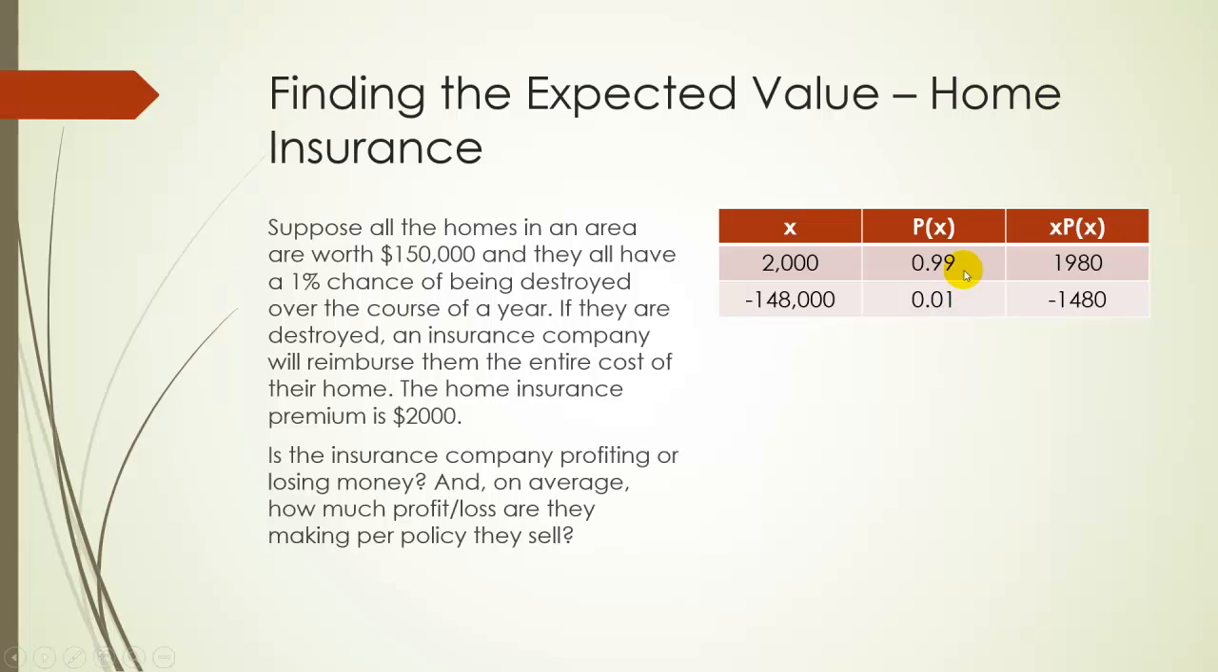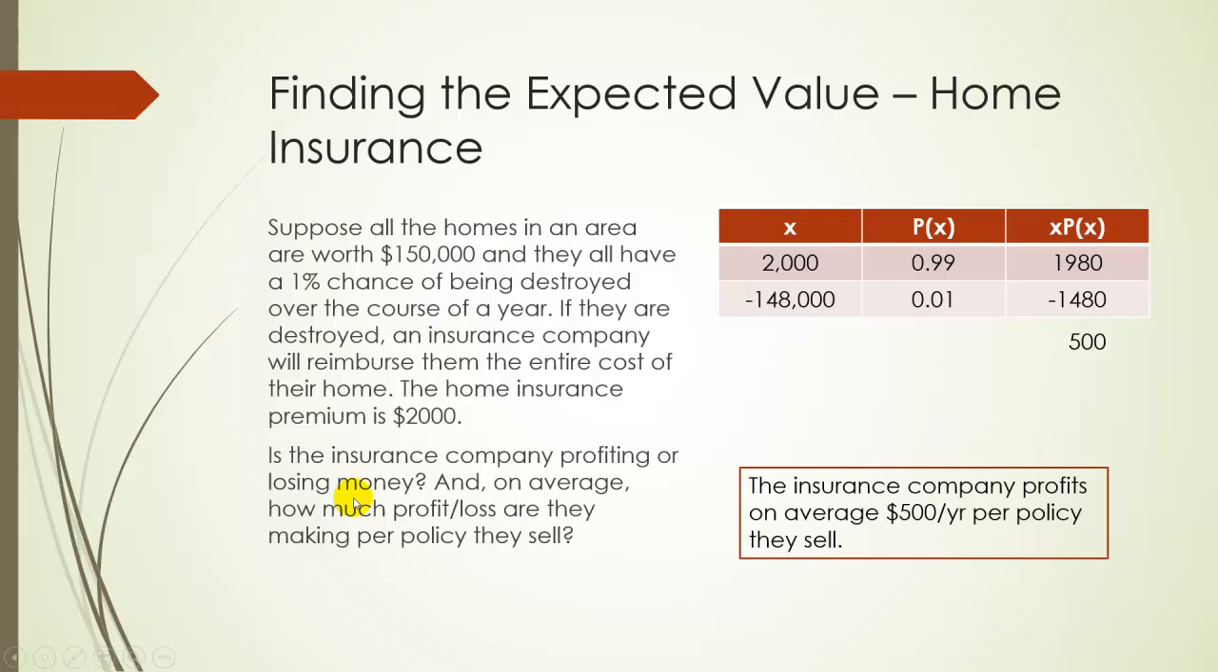So you're going to create this table first, and then according to the formula, we have to take each x and multiply it by its probability. Doing that gives you 1,980 for the situation that will happen most of the time. And then the negative 148,000 times 1% gives you negative $1,480. Adding these two numbers up, you get 500. So that's the expected value. On average, the insurance company makes $500 per year for every policy they sell.